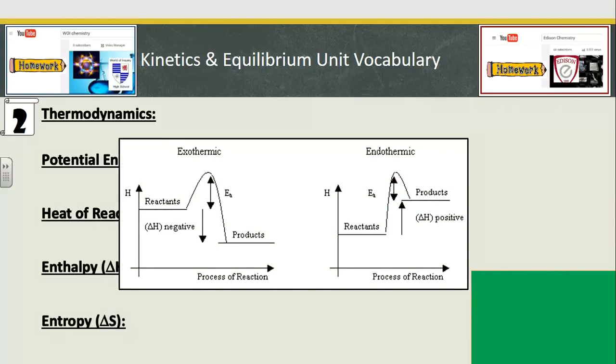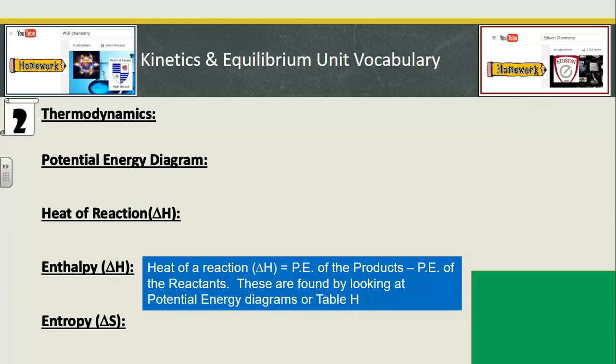Enthalpy. Well, enthalpy is delta H, the change in heat. Enthalpy is a fancy word for heat. It's the heat of a reaction. You find it by taking the heat of the products minus the heat of the reactants. These can be found by looking at potential energy diagrams, or if the reaction is in Table H or I. Let's see here. Got to make sure that's not a typo.